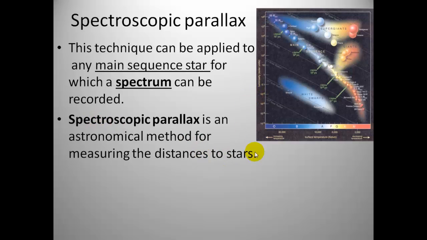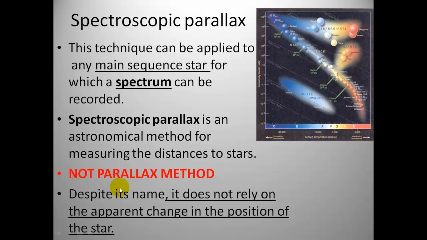So spectroscopic parallax is an astronomical method for measuring the distances to stars. Basically what we do is we look at the spectrum, we fit it onto the main sequence. From that we're able to find the absolute magnitude, and if we know the absolute magnitude and how bright it appears to us, we can work out the distance. It is not a parallax method. Despite its name, it does not rely on the apparent change in the position of the star from different positions.